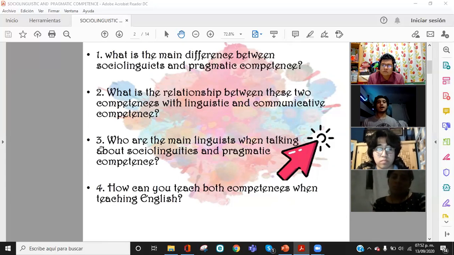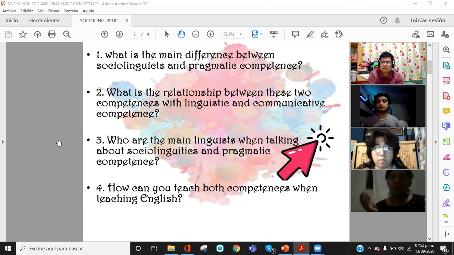So let me introduce Mari with the third question, that is, who are the main linguists when talking about sociolinguistic and pragmatic competence? Yeah, the Canale and Swain model for communicative competence serves to emphasize the non-linguistic aspects of language. This competence will be paid enough attention to understand a broader concept of communicative competence.